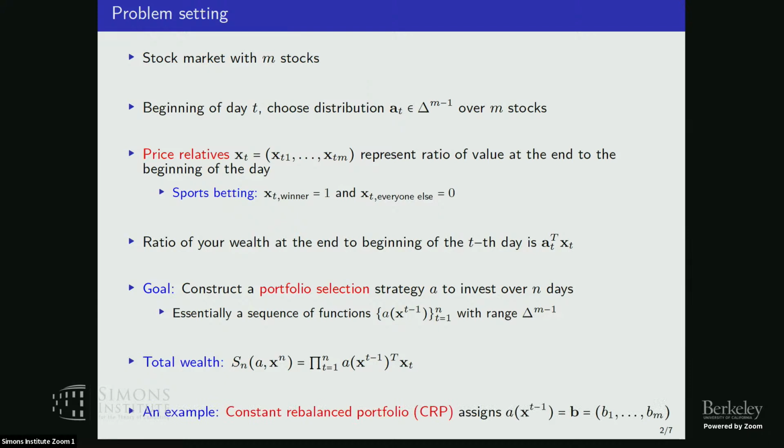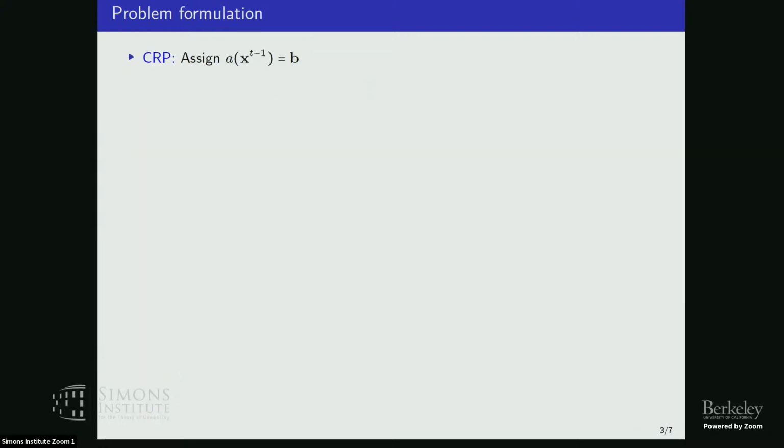So perhaps the simplest example of a portfolio selection strategy is the so-called constant rebalanced portfolio, or CRP, which assigns the same fraction of your wealth to a particular stock each day. So this is completely time invariant, right? So this is one of the simplest examples of a portfolio strategy you could have, right?